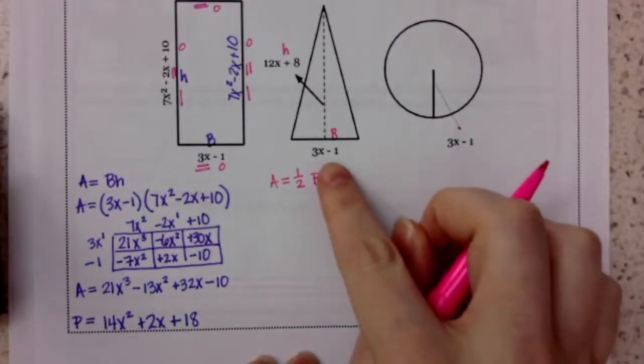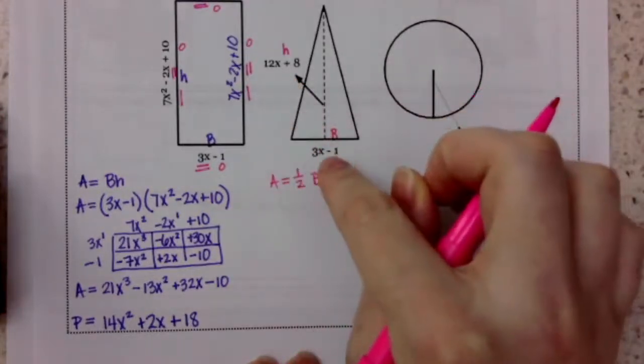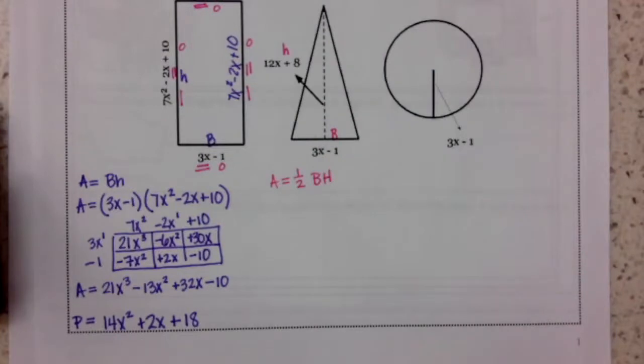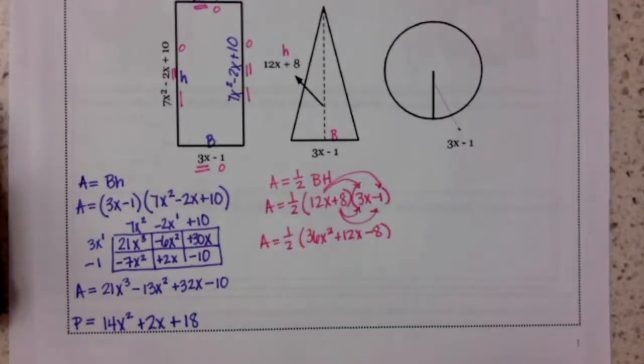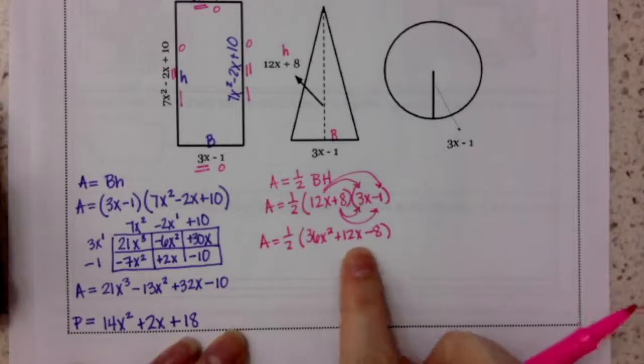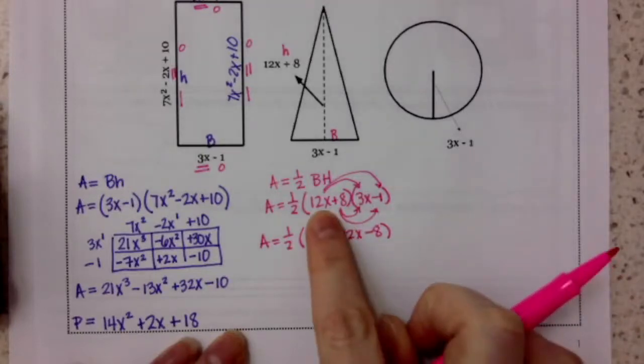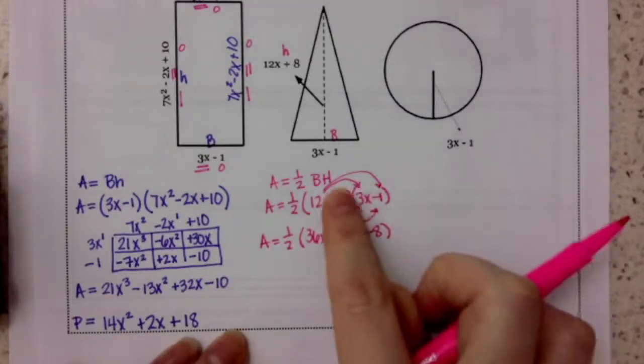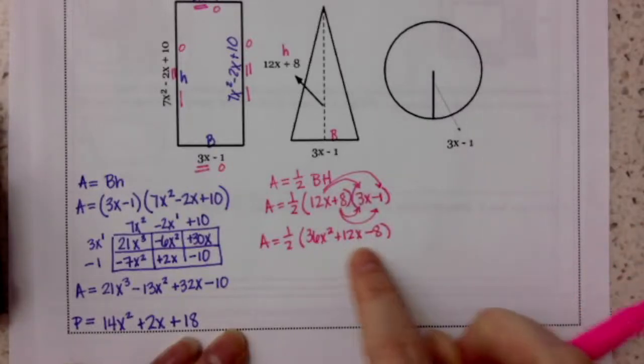So you can either do the distributive method or the box method, and I want you to try that on your own. So pause it, try it, and then come back to this and we'll see what you get for the area of the triangle. So if you use either the box method or the distributive method to distribute this and multiply these polynomials, this is what you should get.